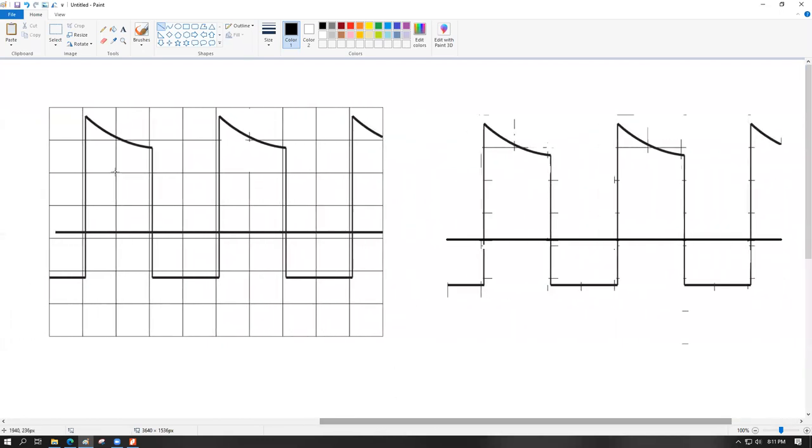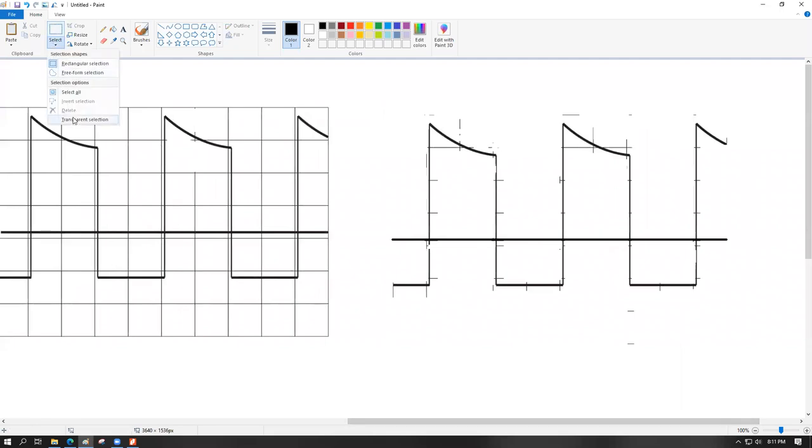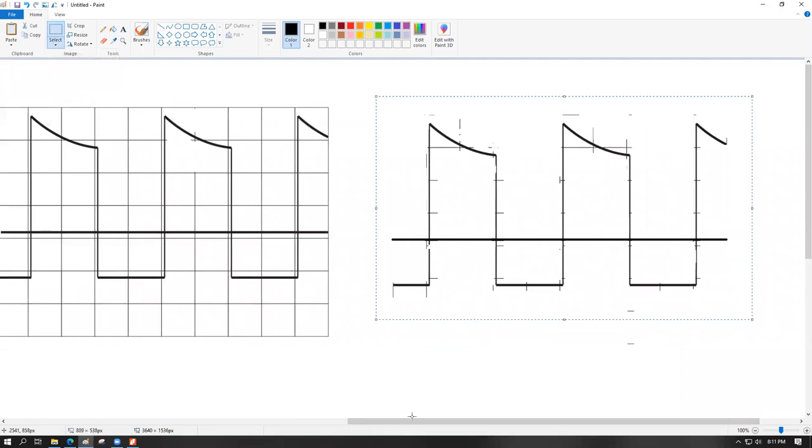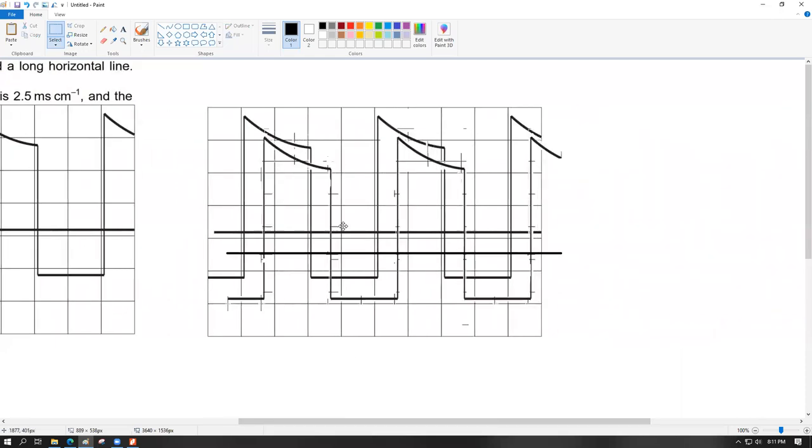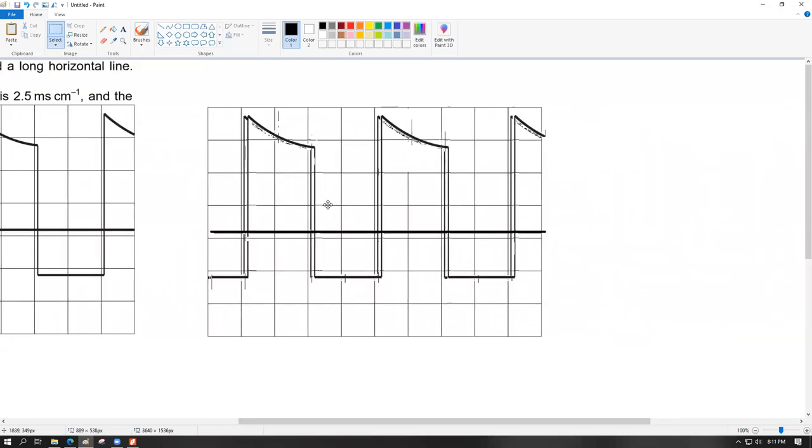So the CRO is giving us a trace like this on the screen, and we can essentially shift this entire view by using the button that is called X shift or Y shift on the CRO. The purpose of X shift or Y shift is to move the entire view of the screen left or right. X shift is movement along the horizontal axis, and Y shift would be movement along the vertical axis. So if we do that, we can effectively have the trace moved from this position.